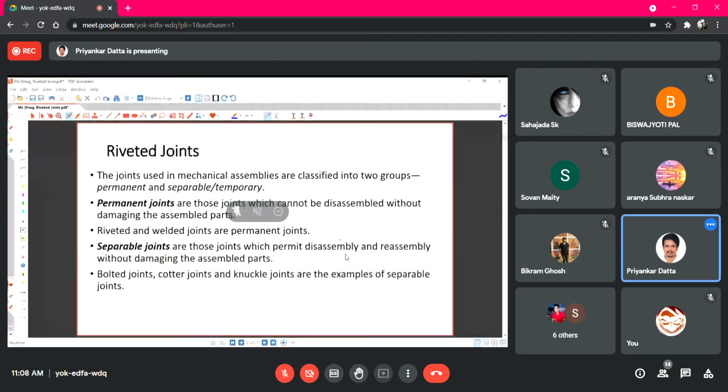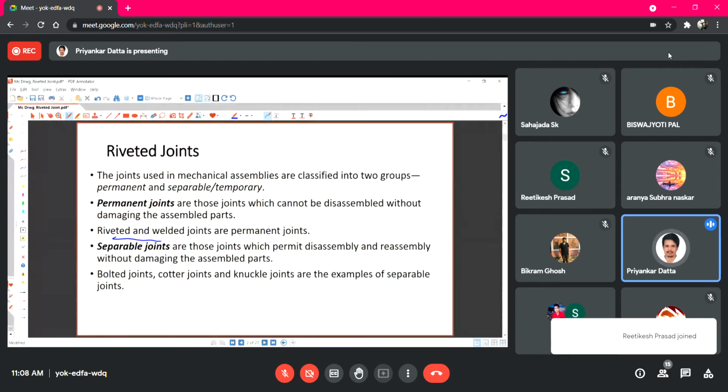There are two principal types of joints. One is permanent and the other is separable, and I mentioned that riveted and welded joints come under the permanent joints. As you can understand, if we want to dismantle the joint, we have to break or destroy the fasteners. So for both riveted joint and welded joint, we have to destroy the fastener.